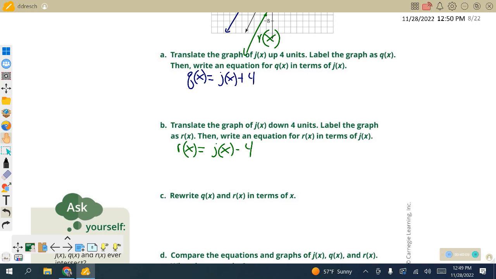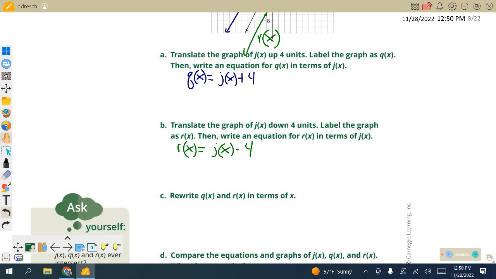Letter C, we will now rewrite that. It says now just in terms of x. So when I want to write that in terms of x, that means I want to get rid of that j of x. I just want it to be x. So how the heck do we do that?